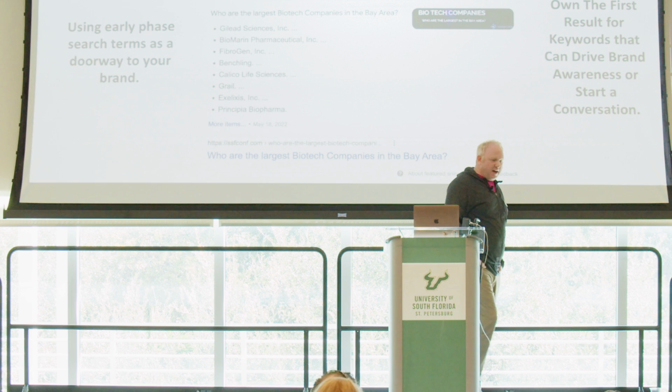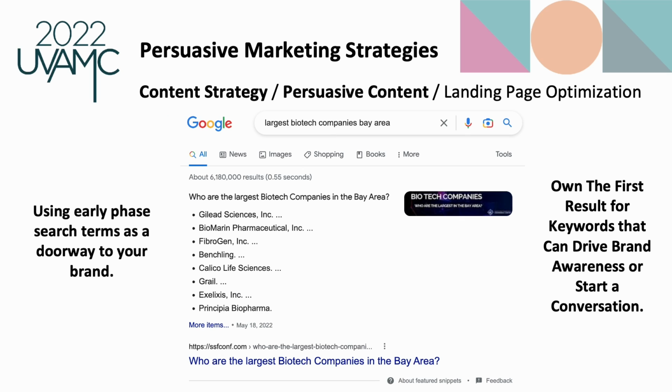Here's an example of doing that. This is a blog post for the South San Francisco Conference Center. This is the search result for largest biotech companies in the Bay Area. They rank number 1. Not only do they rank number 1, but they have what's called a rich snippet, and it takes up the whole screen. How awesome is that? They've also got the image that we included showing up as well. You don't usually see that with Google search results. It's got a whole list of all the biotech companies, and then a link to their website.